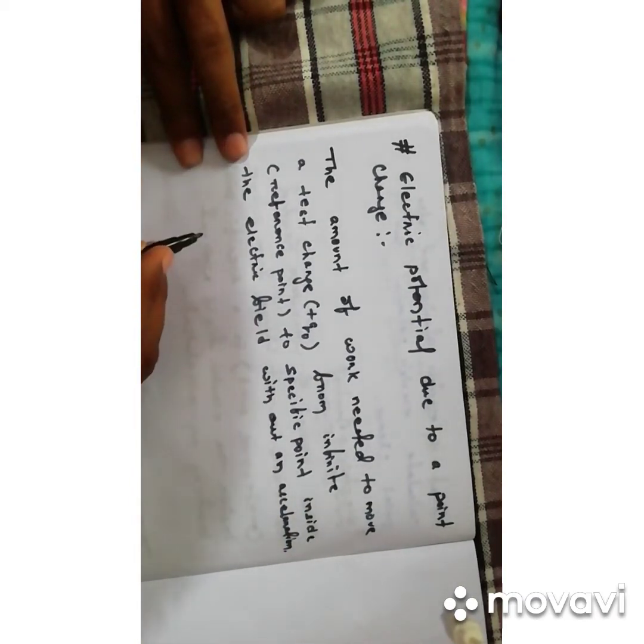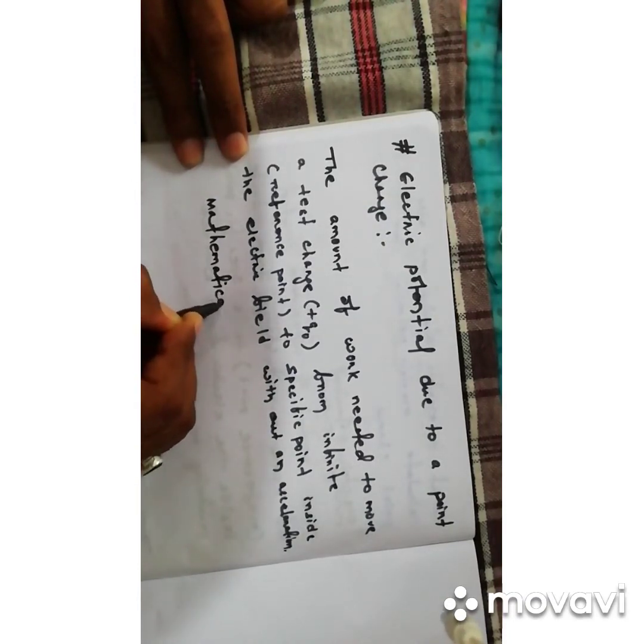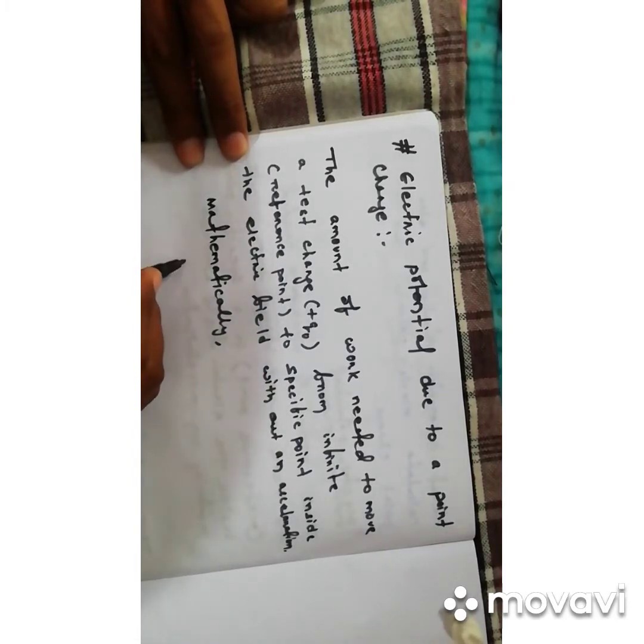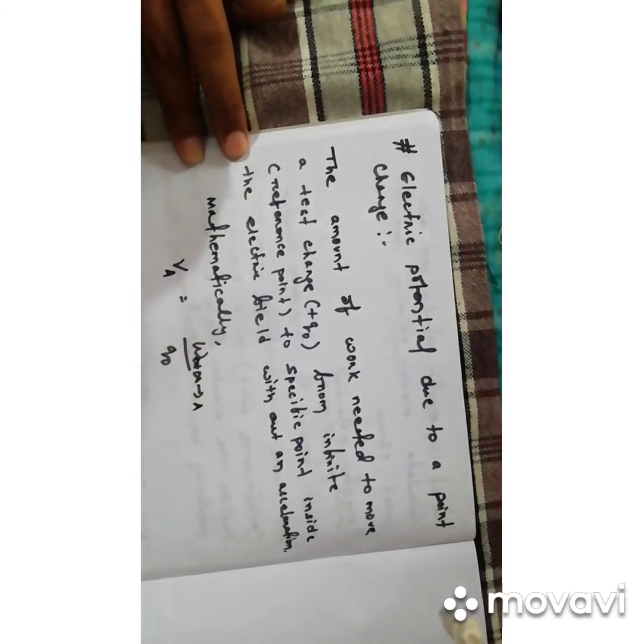In that case, we represent it mathematically: V at a particular point is equal to the work done per unit test charge from infinity to that point by an external agent. So this is the external agent, and this is the definition of electric potential.